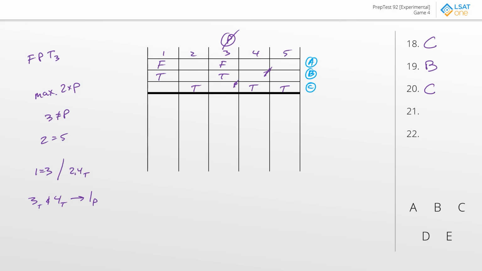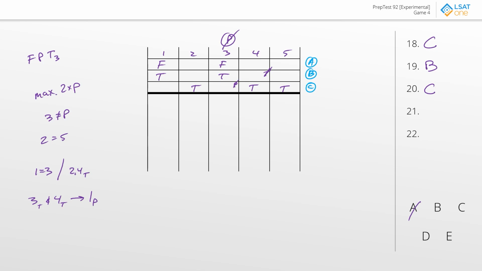Next, number 21. Which of the following cannot be true? Answer choice A, 5 fedoras are displayed. Now, we did just kind of discuss that, and yeah, in the top template, nothing's really stopping you from having 5 fedoras. It wouldn't trigger any of the rules, and no other rules say that you have to have anything else, so there's no reason that that can't be true.